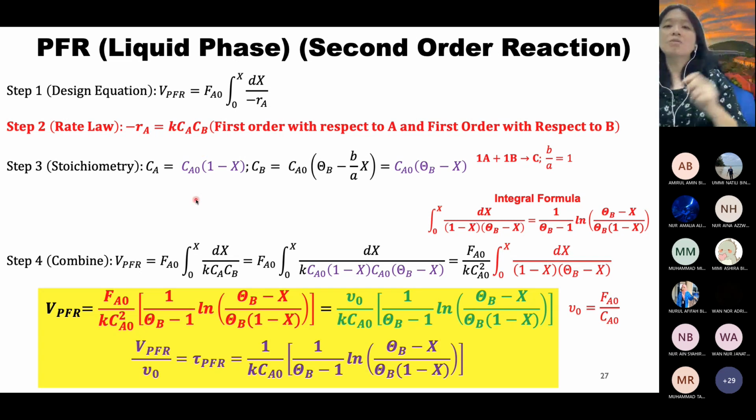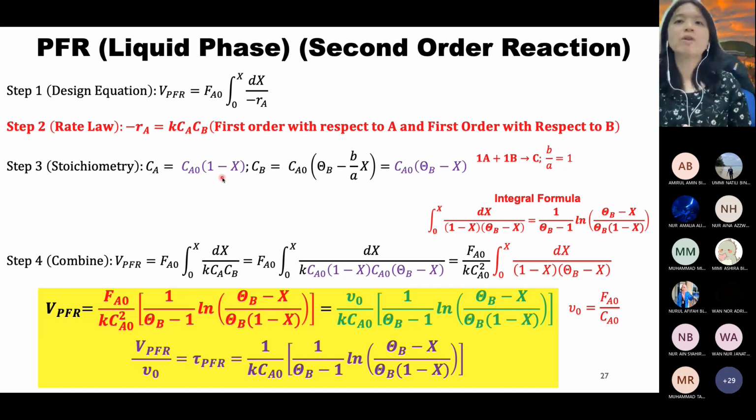concentration dia, kita dah kena carilah untuk CA dan CB dalam bentuk X. So untuk CA, kita dah tahulah kan, sama dengan CA0 in bracket 1 minus X. CB sama dengan, tadi kita dah explain, sama dengan CA0 in bracket theta B minus B per A X. Inilah equation yang kamu belajar dalam chapter 3. Maknanya CB sama dengan CA0 dalam bracket theta B minus B per A X.